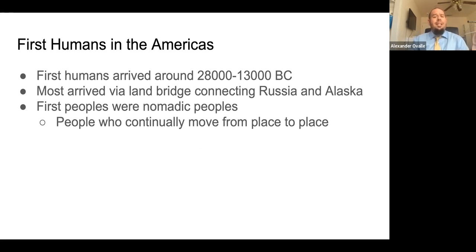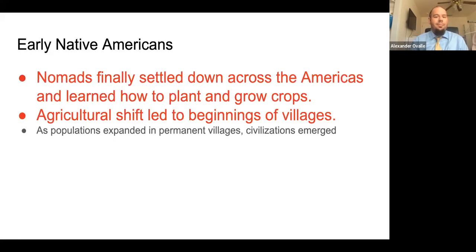So first, humans in the Americas. The first humans arrived around 28,000 to 13,000 BCE, before the Common Era. Most arrived via the land bridge connecting Russia and Alaska. And the first peoples were nomadic peoples, meaning they are people who continually move from place to place. We got some red here.